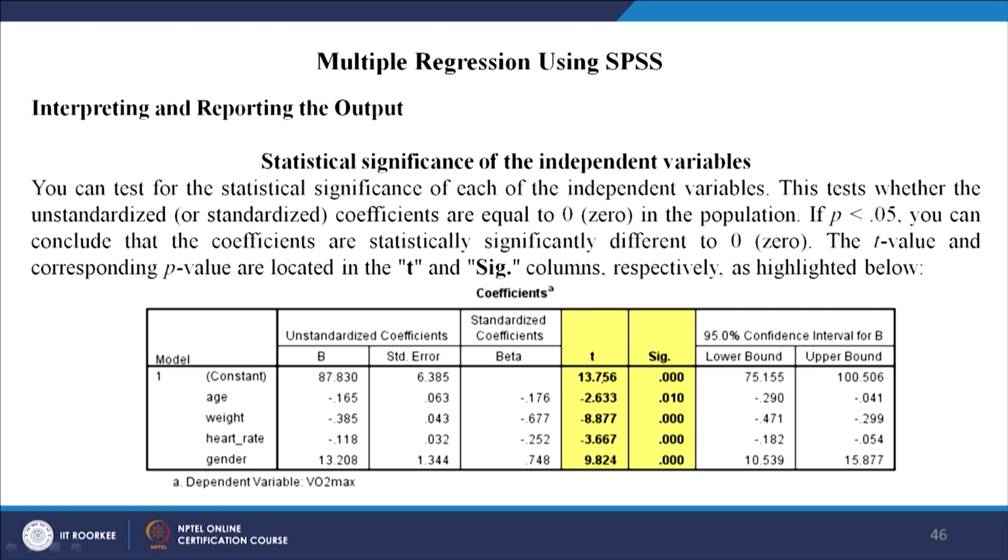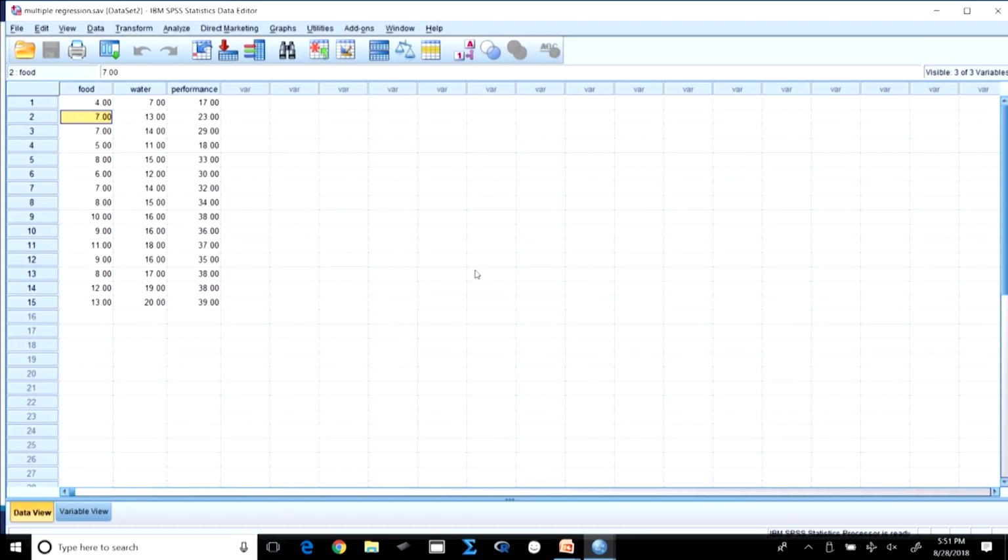Now, let us do one problem which I have brought for you. This is the case for the first example which we have done. I have not brought the data set for the second one. So, this is the first one: food and water influencing the performance.